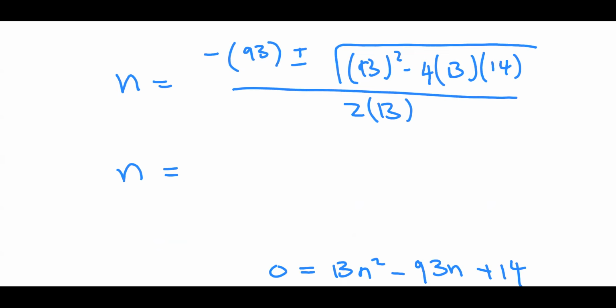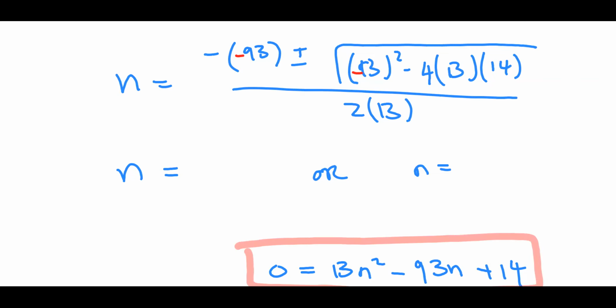Okay, so is the 93 not supposed to be negative, sir? Yes, thank you very much. That is supposed to be negative. Okay, do you have answers? Almost, sir. I wonder if we can't factorize this. Who's brave enough to factorize this? The factors of 14 and 13 to give us 93.